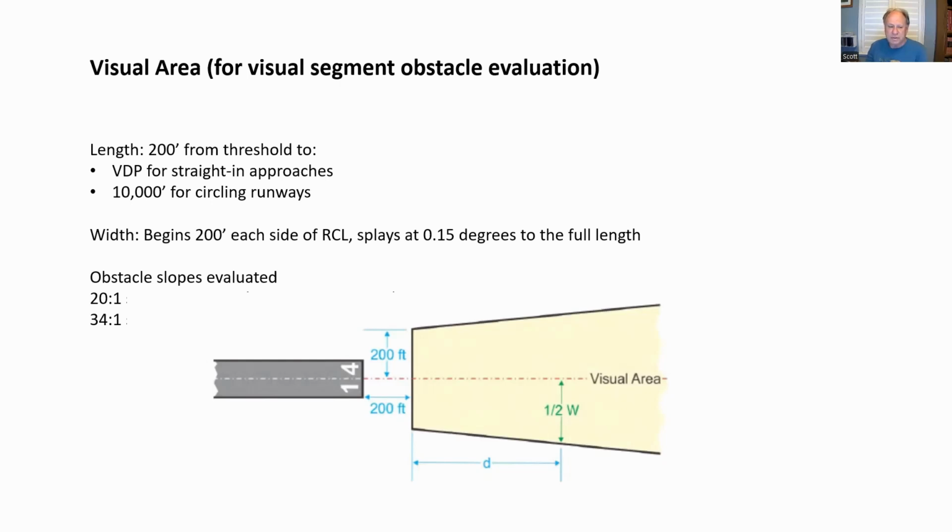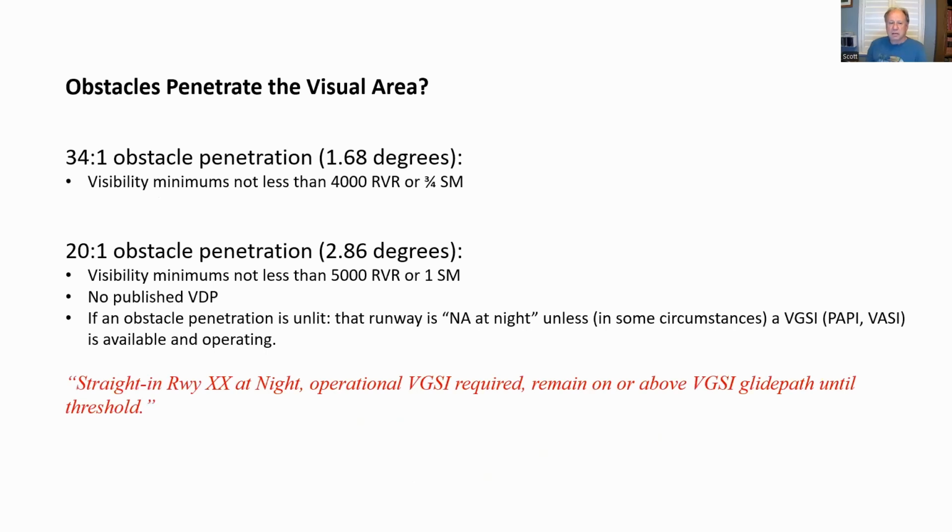But just for discussion purposes, this is the visual area that we're going to talk about. There are two slopes that are evaluated by the TERP specialist when they draw this out. One is a 20-to-1 surface, and the other is a 34-to-1 surface. Those are what they're looking for penetrations of. A 34-to-1 slope is equivalent to 1.68 degrees. And if the procedure specialist identifies anything that penetrates that slope, whether it's a tree, terrain, or a man-made object, then they have a restriction on the procedure.